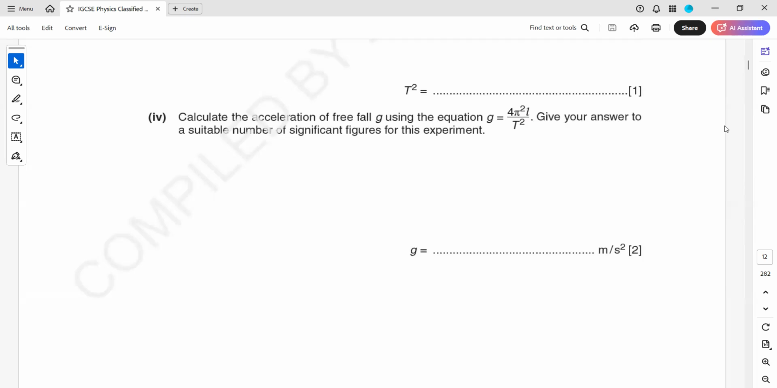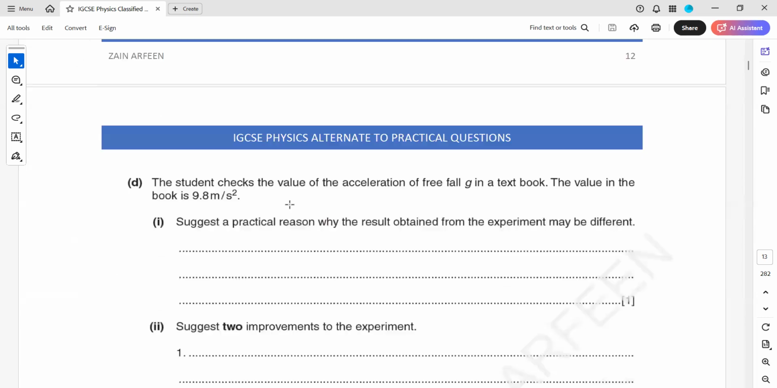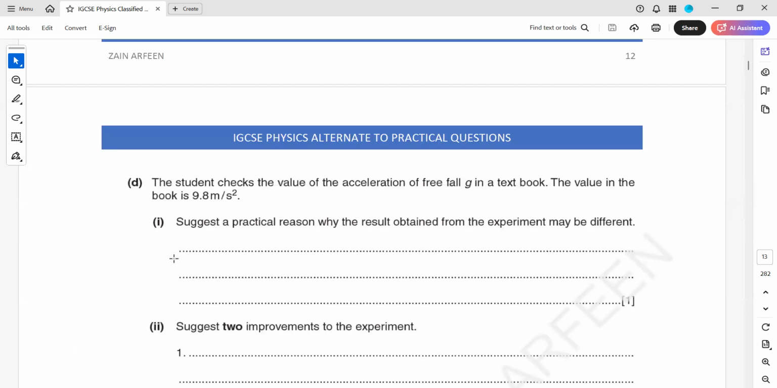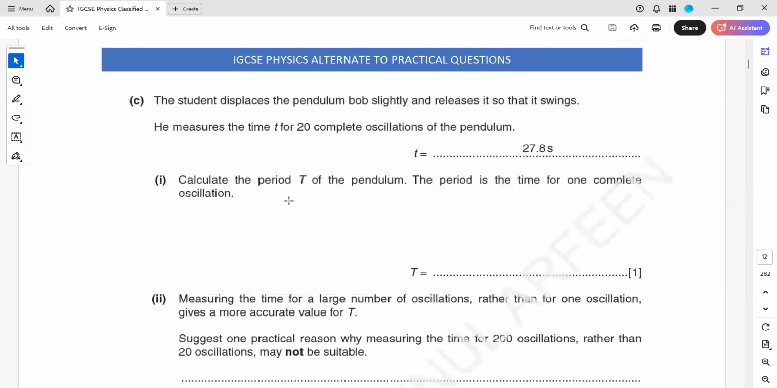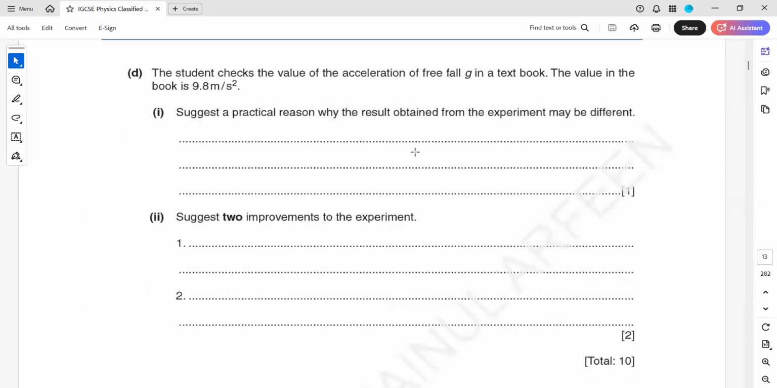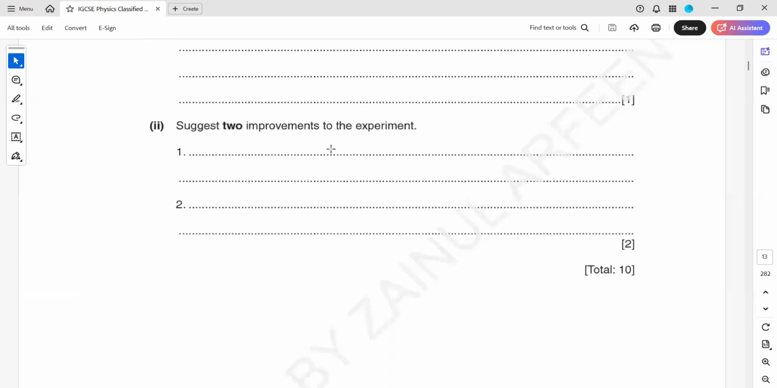Yes, there could have been error while measuring, but you have to specify what parameters can lead to an error. For improvement to the experiment, whenever you want to improve an experiment, what should we do? Avoid parallax error. The mistake in this experiment is that it is only done once. So we should repeat the experiment with different lengths, and what else? With different displacement angles.